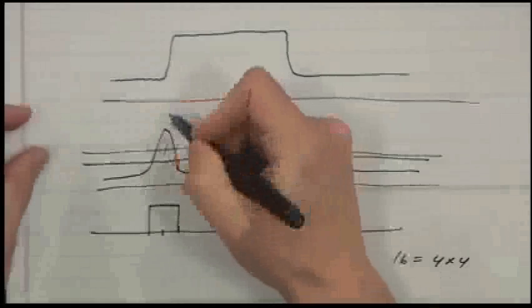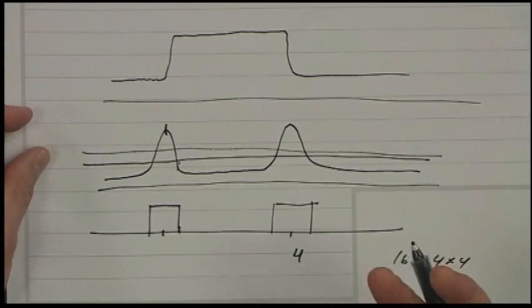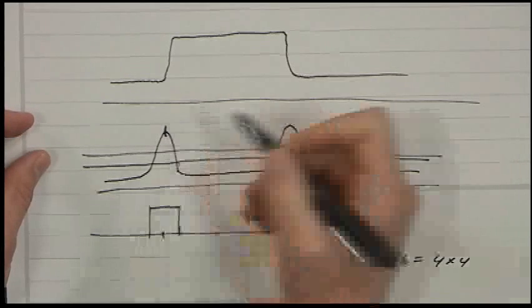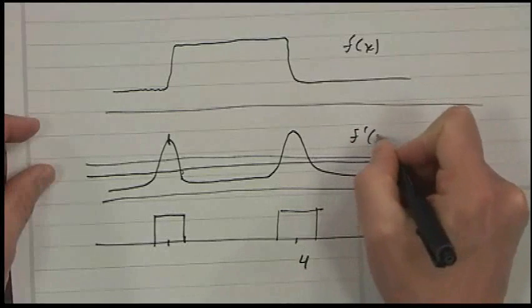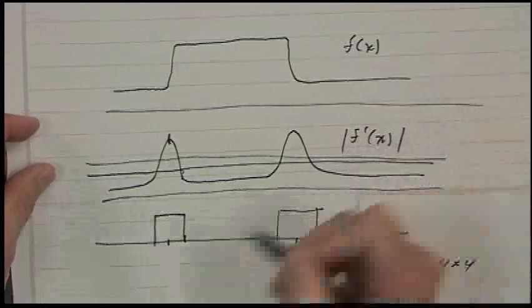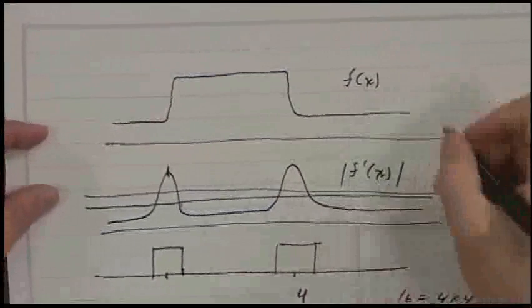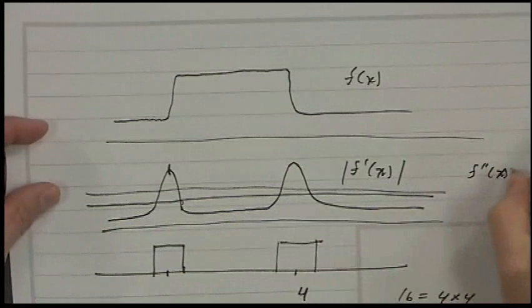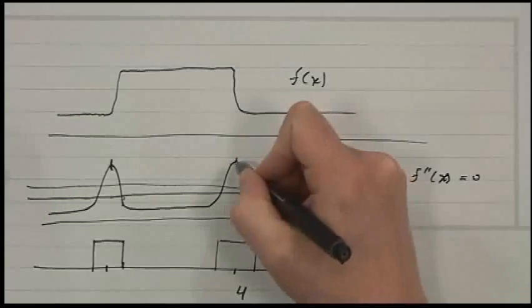Okay, so now, how do you localize the precise top of that peak? Well, everybody knows that when you want to solve an optimization problem, you take the derivative. So this is f of x. This is the derivative, so this is f prime of x, say absolute value. And then the derivative of that is going to be f double prime of x. So you take the second derivative and you set it equal to 0. And that's how you find the peak.